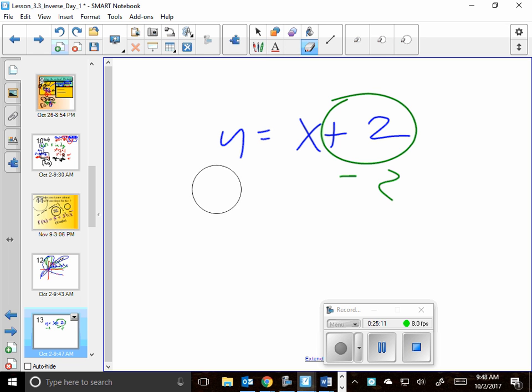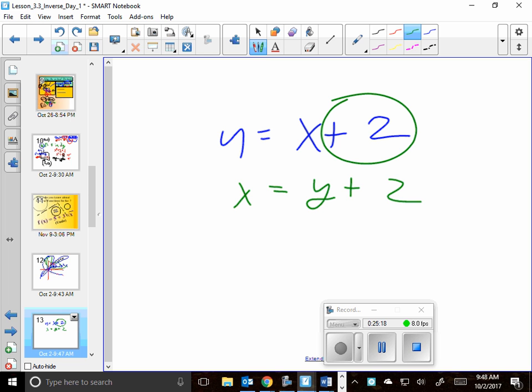What happens with inverses is that x and y switch places. So the y becomes x, the x becomes y. There. Now I've got my equation. That's all there is to it. It's just usually I have to solve it. So yes, it's this simple.